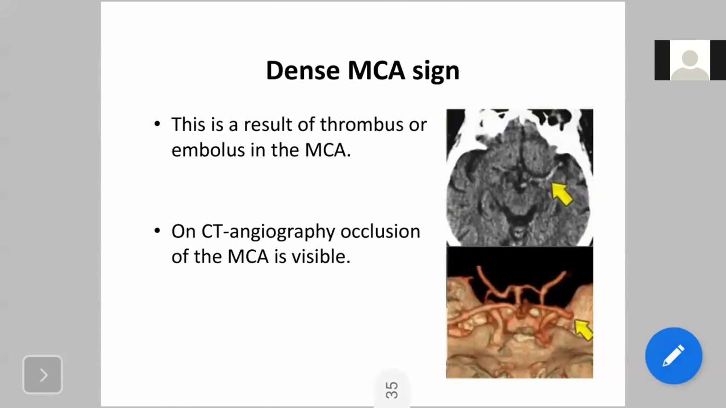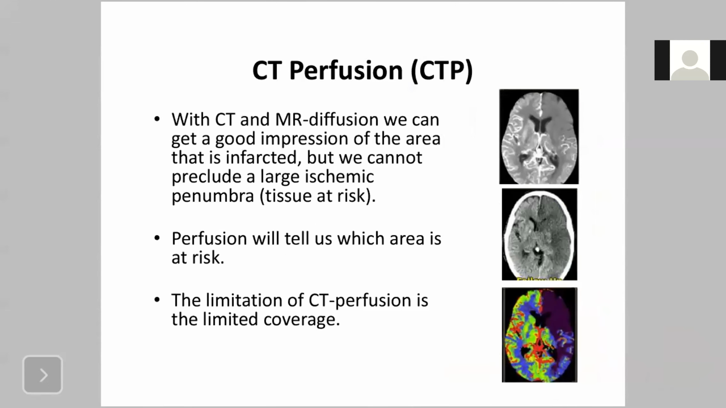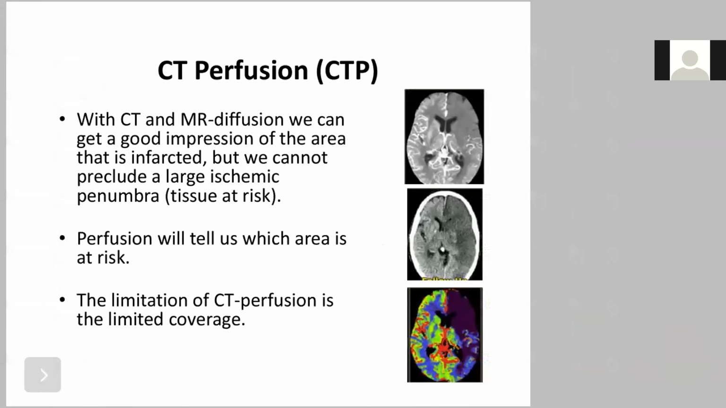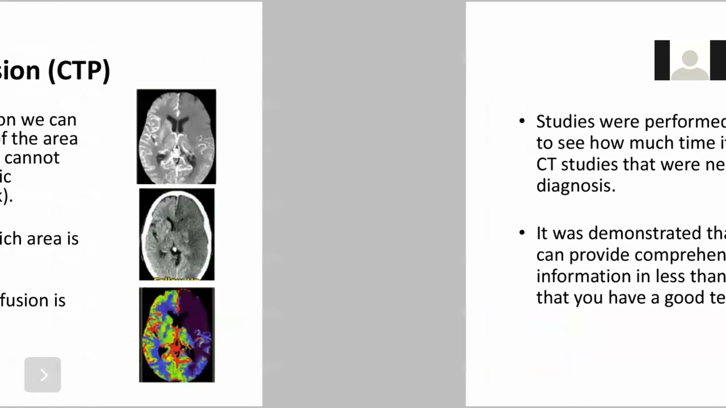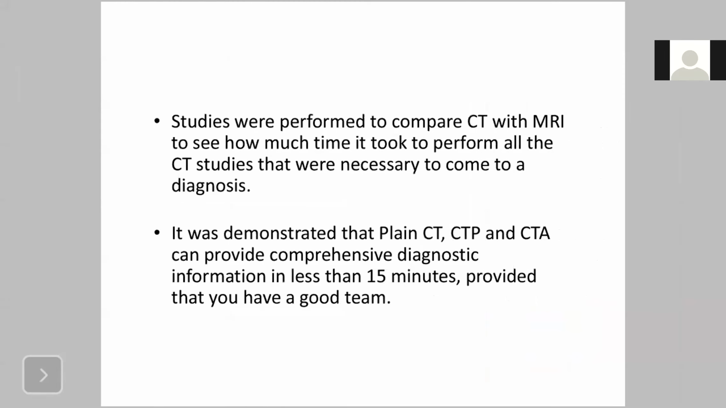Another technique is CT perfusion. With CT and MR diffusion, we can get a good impression of the area that is infarcted, but we cannot preclude a large ischemic penumbra. Perfusion will tell us which area is at risk. The limitation of CT perfusion is the limited coverage. Studies were performed to compare CT with MRI to see how much time it took to perform all the CT studies necessary to come to a diagnosis. It was demonstrated that plain CT, CTP and CTA can provide comprehensive diagnostic information in less than 15 minutes, provided that you have a good team.